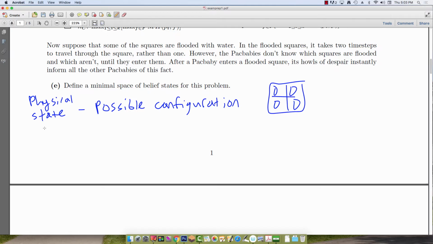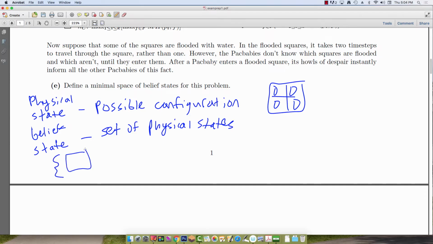However, in a lot of cases, we don't know what the true configurations are, so we need something called a belief state. A belief state is a set of physical states. I'll give you a couple examples of what a belief state might look like. A belief state could look like this: everything's dry. This is one physical state. So this is one possible belief state, and what this represents is that we absolutely know that every space is dry.